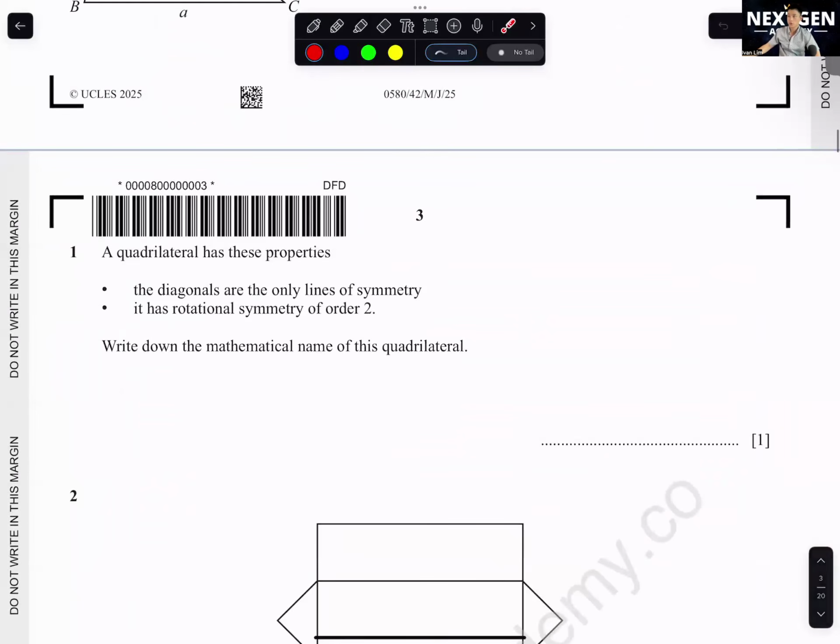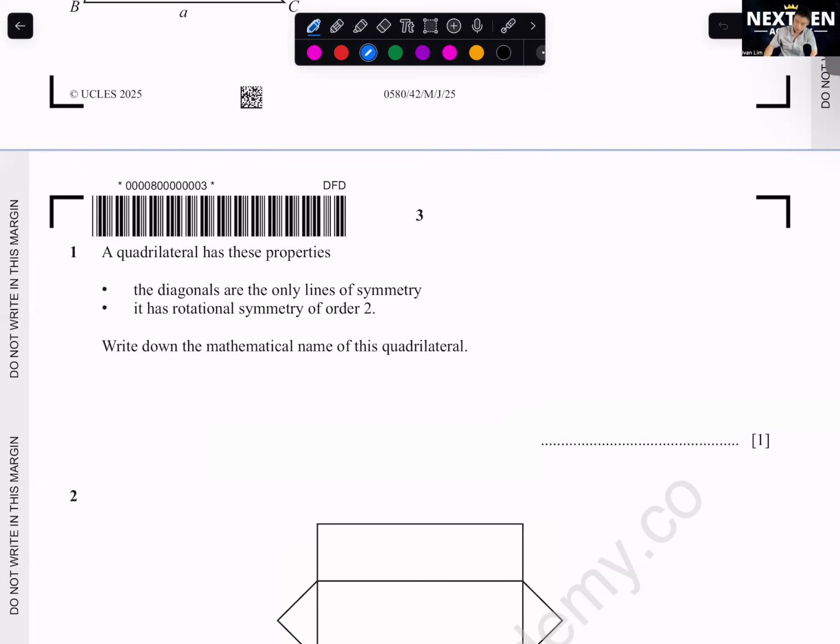Let's go to question number 1. A quadrilateral has these properties. The diagonals are the only lines of symmetry. It has rotational symmetry of order 2. Write down the mathematical name of this quadrilateral. If you don't know how to do this, you write down all the names of a quadrilateral first. Let's just do an exercise. What are all the names of the quadrilateral that you have learned? Then you can narrow it down. Everyone just type in the chat. What are some quadrilaterals that you learned?